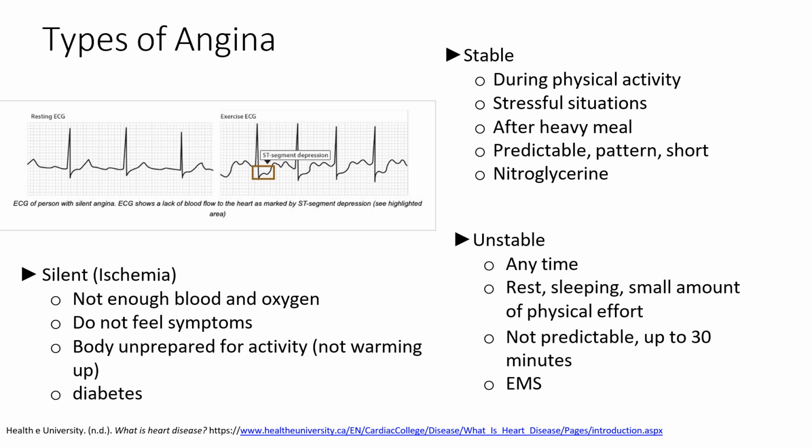And then the final type of angina that we can have is an unstable angina. And so this can happen at any time, basically when an individual is resting, sleeping, or any small amounts of physical effort are happening. We see that there is an abnormal rhythm of the heart, and so that rhythm becomes unstable, and it's not something that we would be expecting to see in those instances. And so it's not predictable, and it can occur for up to 30 minutes at a time, and that's when an individual should be contacting 911 or that emergency medical service to be seeking attention and help.